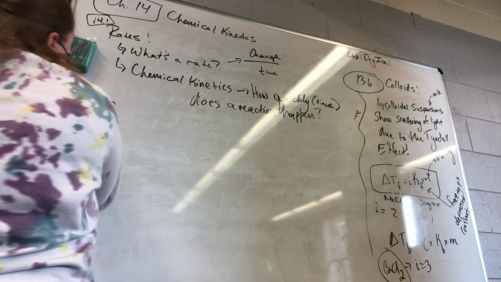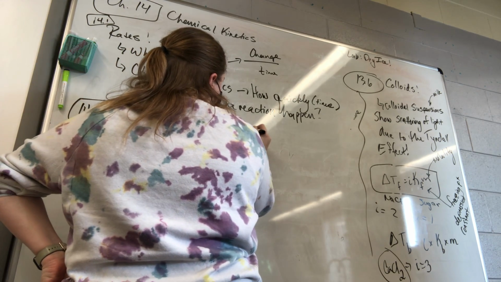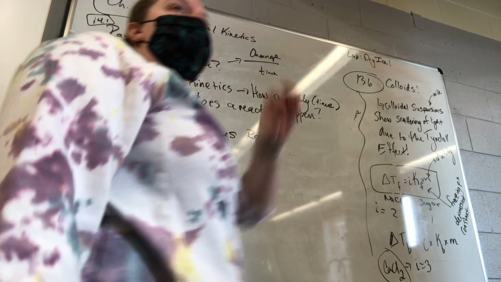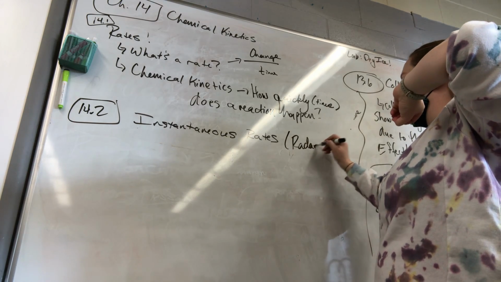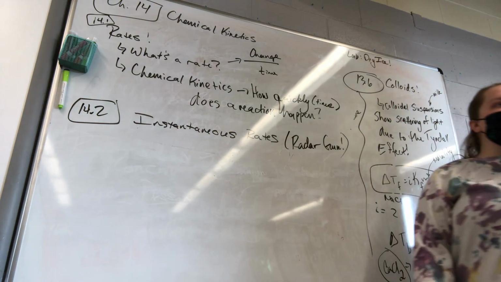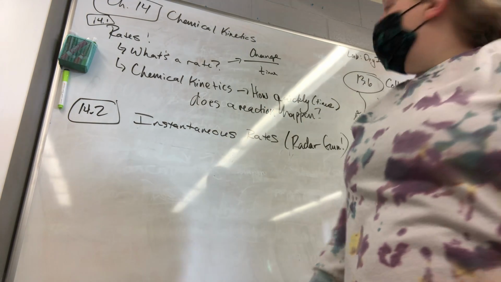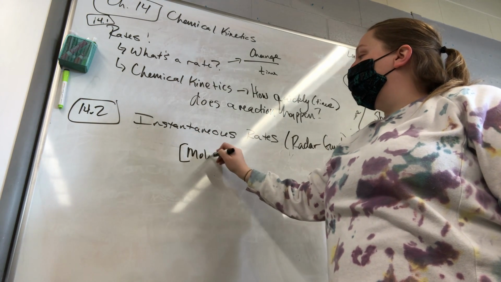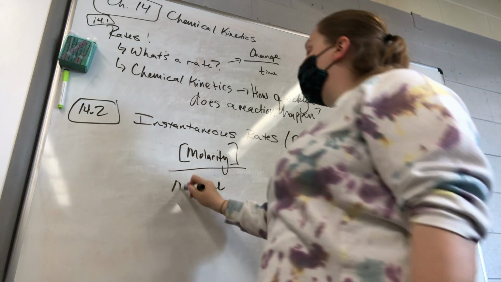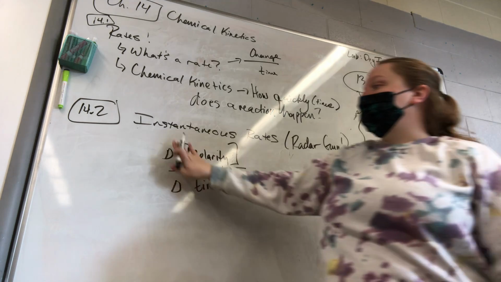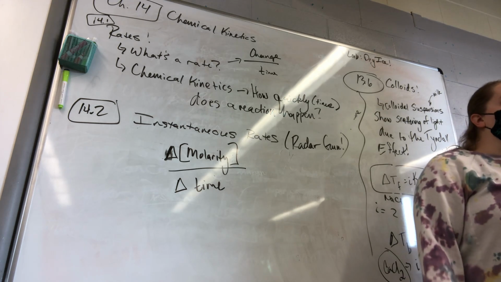All right. Section 2 discussed instantaneous rates. When you think of an instantaneous rate, it means the rate at a single instant. So think the radar gun. How fast is it happening at a specific point in time? In our particular case, rates are going to be change in molarity over change in time, or delta molarity over delta time.